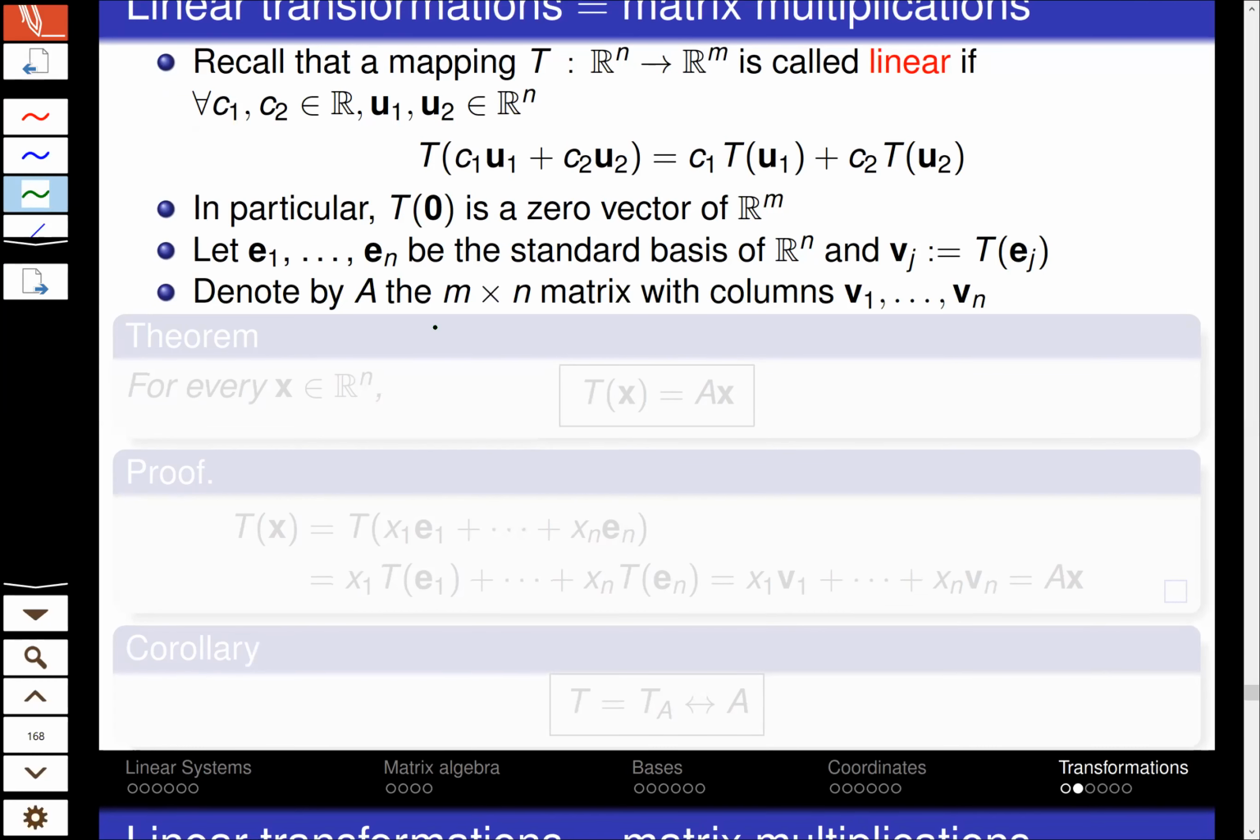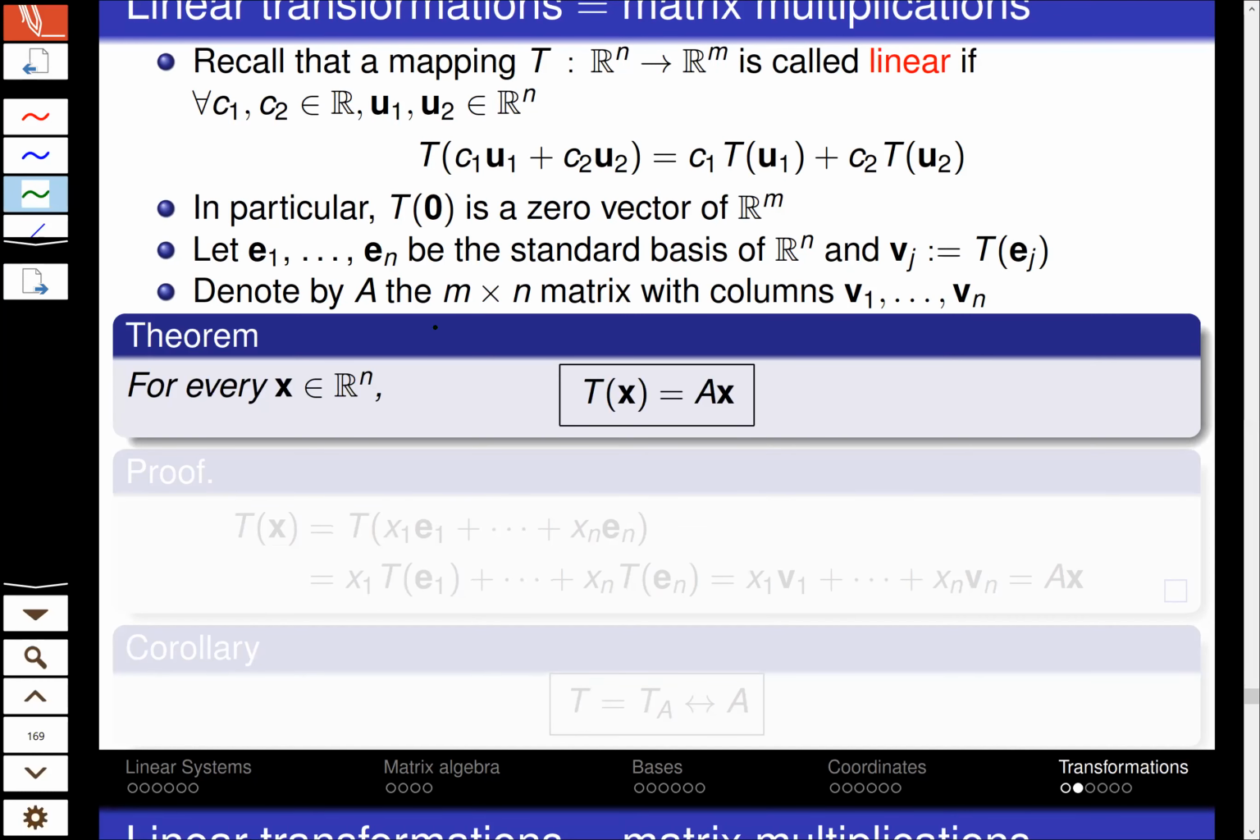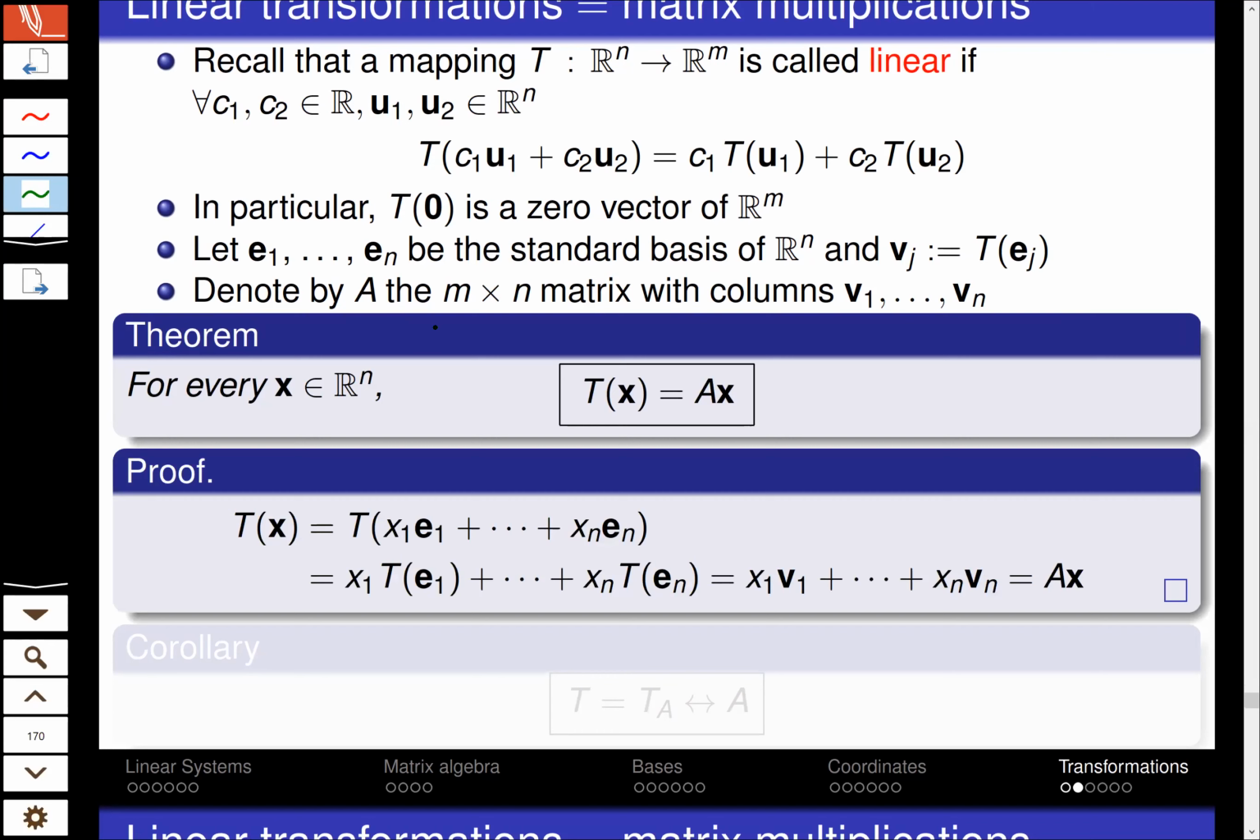So if we have a linear mapping between Rn and Rm, then this mapping can be realized as a matrix multiplication for a particular matrix A, which we can identify very easily. This matrix A is the matrix with columns v1, v2, ..., vn, where vj is just the image of the jth standard basis vector in Rn. And the proof is just this statement. Look, we have a linear mapping T. We calculate T of x, but x can be written in terms of the standard basis of Rn.